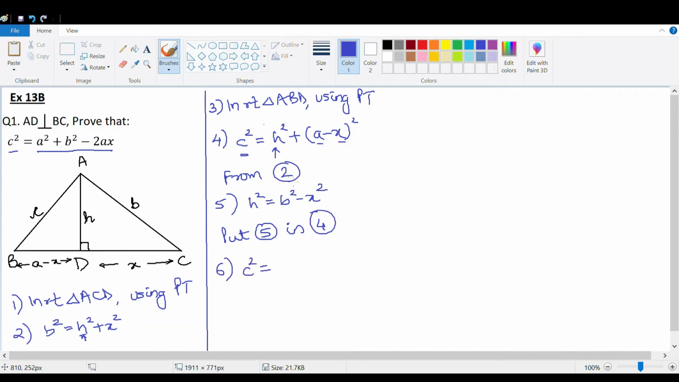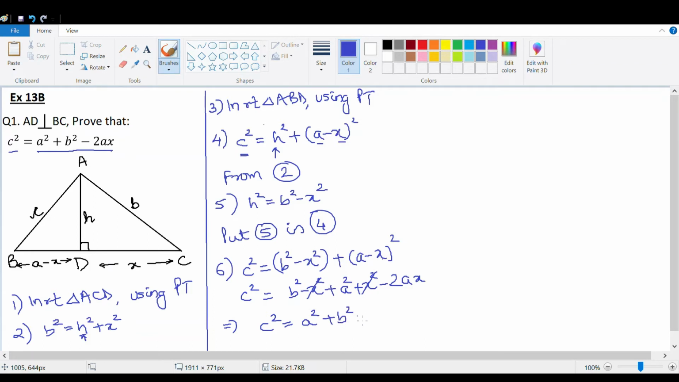Instead of h square, I put b square minus x square, and the second element remains the same, a minus x whole square. Let's open this bracket. So this is b square minus x square. This is in the form x minus y whole square. So this is first term square plus second term square minus 2 times first term into second term. Anything gets cancelled? Yes, x square and x square gets cancelled. So what I have is c square is equal to a square plus b square minus 2ax. So that's what they wanted us to prove.